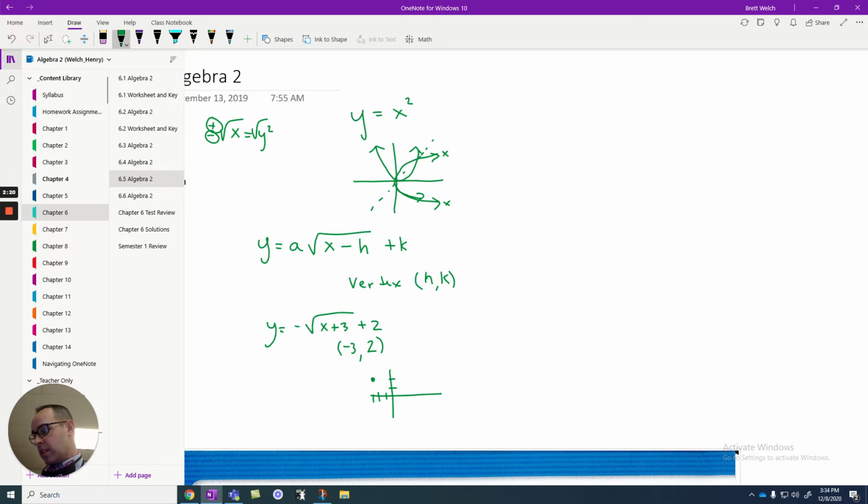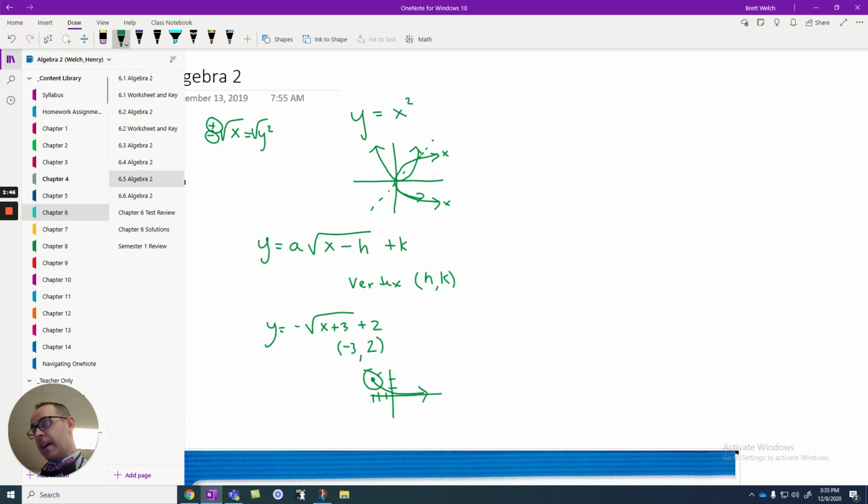Then if I use an xy table, I should be able to get more information. Because this is negative, I expect it to trend downward. You can imagine that being half of the parabola going down as it goes to the right. Because this is coming from a square root graph, this point right here is the beginning of the graph. It's not just one point. It is the point from which the graph flows.